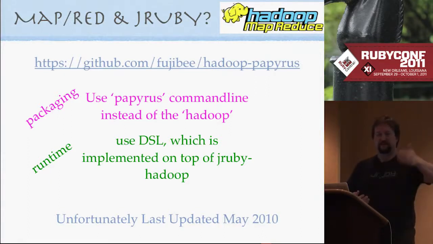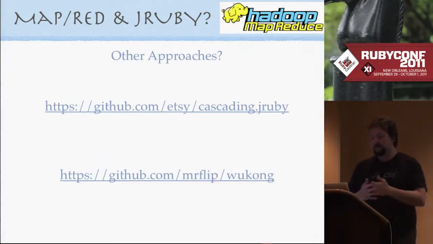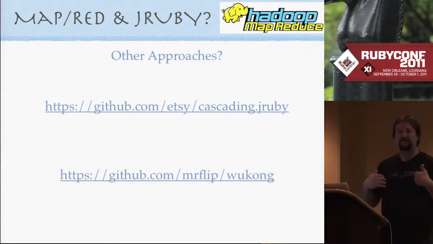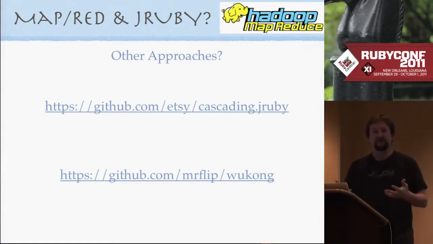Sitting through and looking through all the source code is the only way I figured out how they actually work and how to use them. So there's a couple other approaches where JRuby can fit in. Is anyone using Cascading? No one? All right, one person using Cascading. I haven't actually used it, but this looks like a pretty decent possibility.